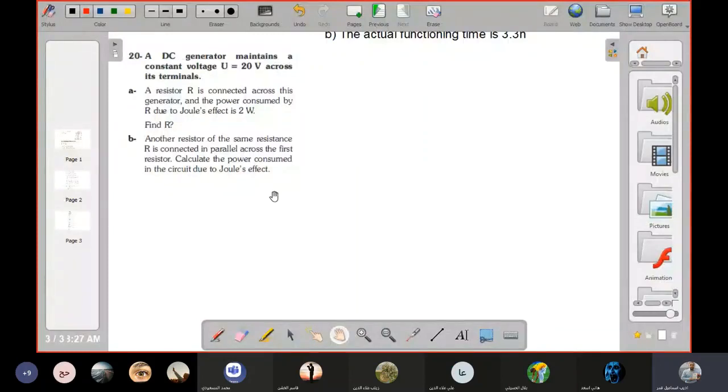Okay, now exercise 20. Read. A DC generator of 20 volt. A resistor R is connected across this. A DC generator, repeat, start from the beginning.